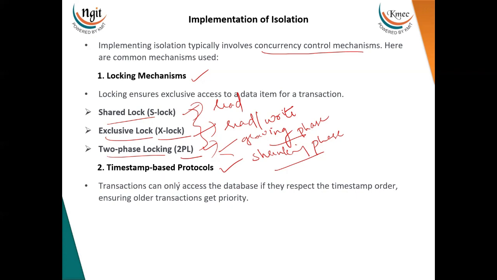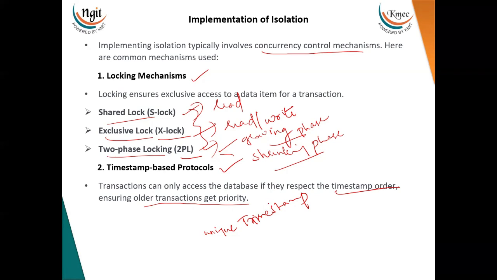And coming to the timestamp protocols. Transactions can only access the database if they respect the timestamp order, ensuring the older transactions get the priority, which means every transaction is assigned some unique timestamp. I'm going to write here: unique timestamp. It's nothing but some ID. Every transaction has got some unique timestamp. And then whenever it starts its execution, it will follow the order of the timestamp.